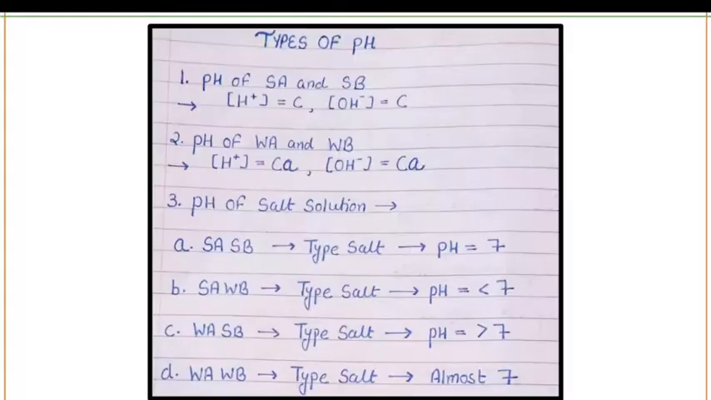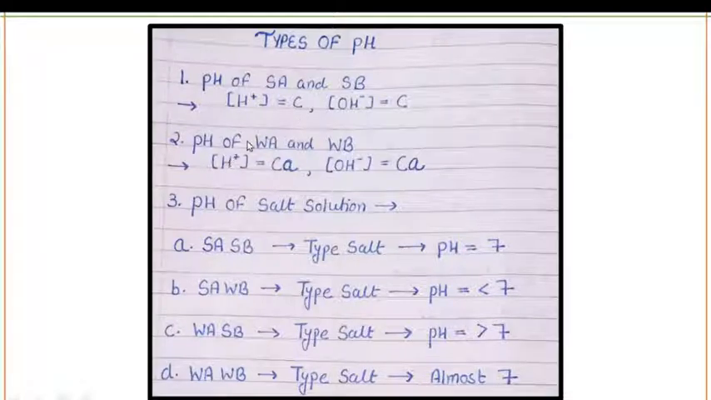Okay. Next we have the types of pH. You know very well that we have different kinds of salts. These salts can be made from strong acid, strong base, and a lot of mixtures. So we have types of pH on the basis of these mixtures. First of all, we have the pH of strong acid and strong base. If you talk about the pH of strong acid and strong base, this will be equal to the concentration.